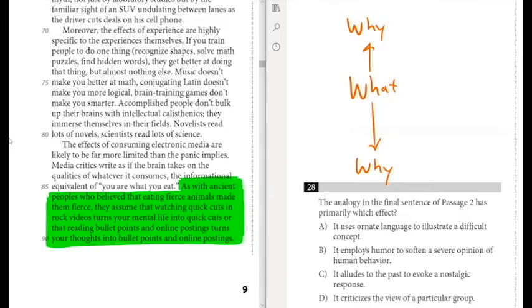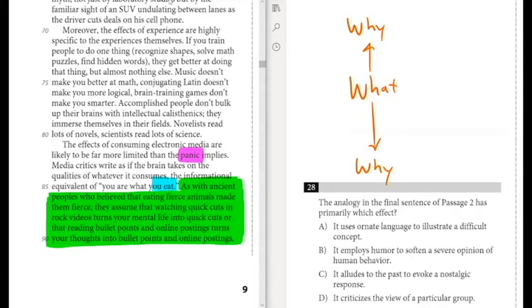So the effects of consuming electronic media are likely to be far more limited than the panic implies. Media critics write as if the brain takes on the qualities of whatever it consumes, the informational equivalent of you are what you eat. So far, the word that stood out to me was the word panic. So in other words, people who believe that doing different activities changes your brain are part of a panic. So in other words, the essay is referring to those people as exaggerated or just off base. Media critics write as if the brain takes on the qualities of whatever it consumes, the informational equivalent of you are what you eat.